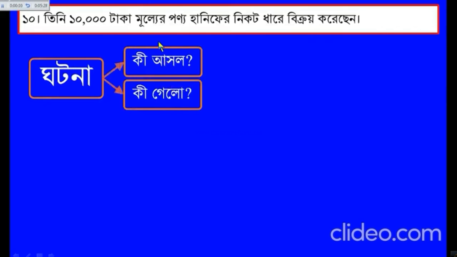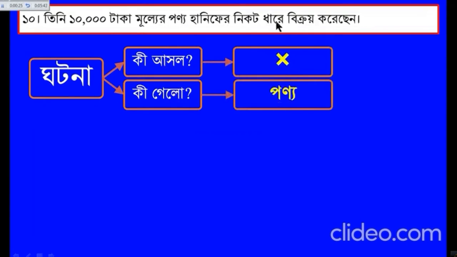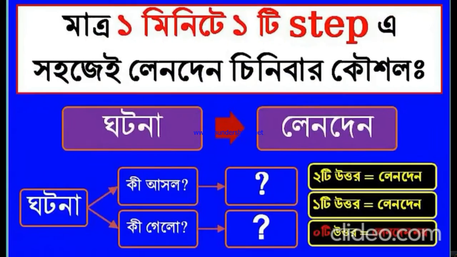Number 10. He sold 10,000 taka of product to Mr. Hanif on credit. Which one has come into the business? Accounts receivable, which means it is like cash. Which one has gone out from the business? Product. So it is also a transaction.